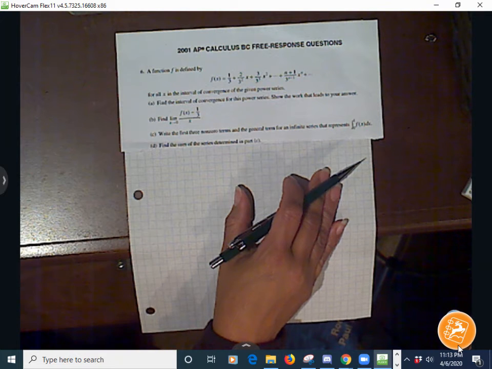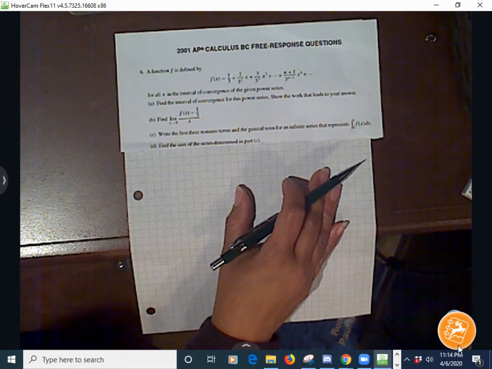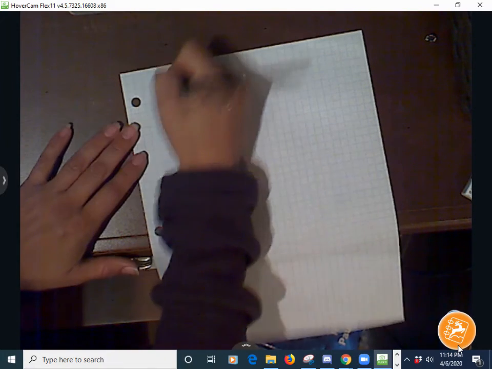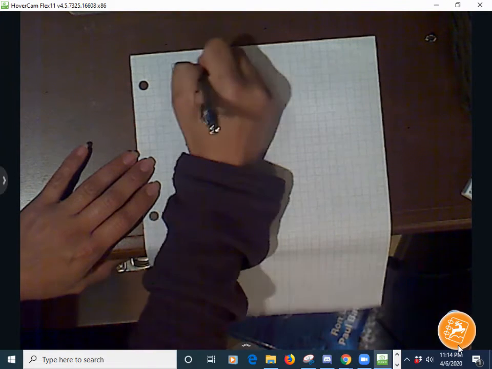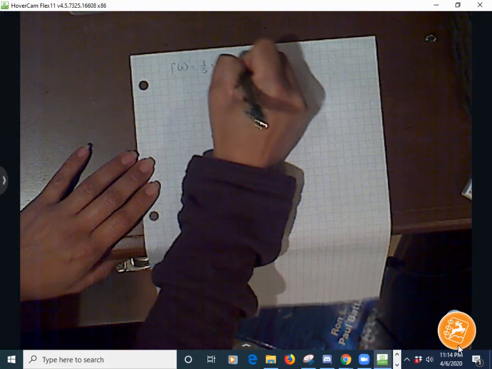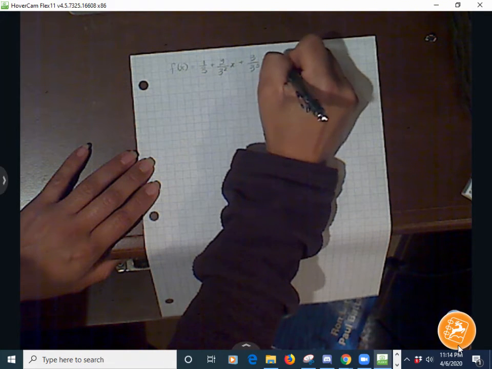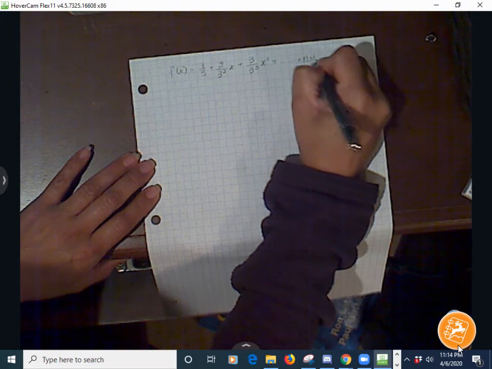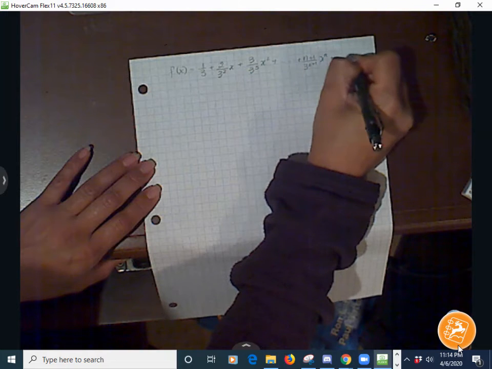So whenever we do interval of convergence, what we'd like to do is apply the ratio test. So let's first do that. But before I do that, let me rewrite f of x. So I have it here. This is 1/3 plus 2 over 3 squared times x plus 3 over 3 cubed times x squared plus dot dot dot plus n plus 1 divided by 3 to the n plus 1 times x to the n plus dot dot dot.